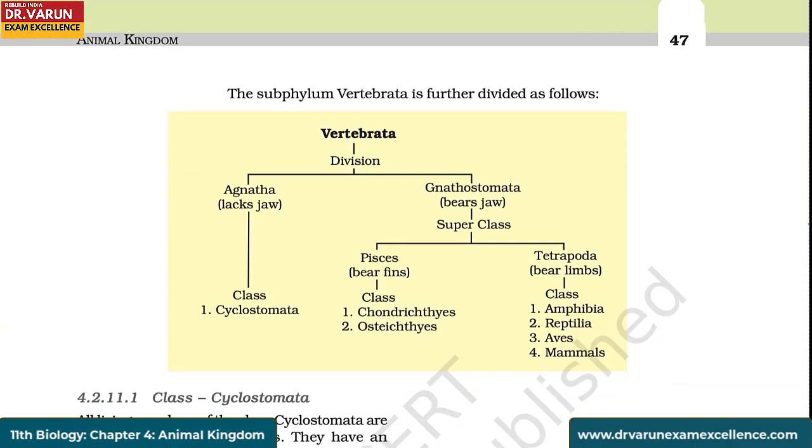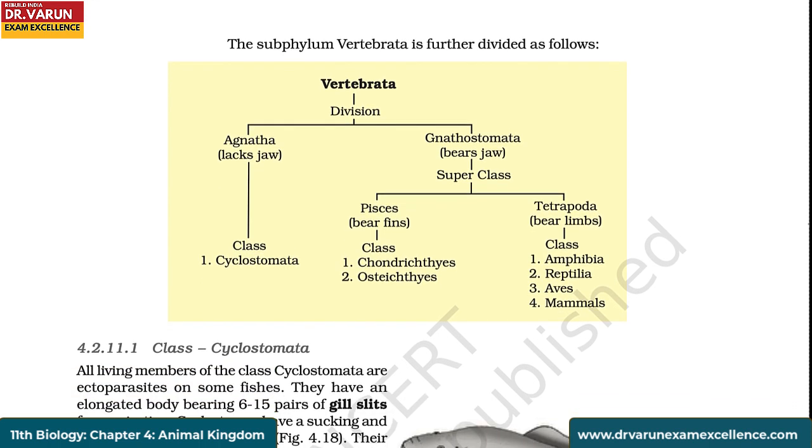The subphylum Vertebrata is further divided as follows. Vertebrata is divided into two divisions, Agnatha and Gnathostomata. Agnatha are jawless animals with class Cyclostomata. Gnathostomata are animals which bear jaws. It has two superclasses, Pisces and Tetrapoda. Pisces, with fins, have two classes, Chondrichthyes and Osteichthyes. Tetrapoda, with limbs, has four classes, Amphibia, Reptilia, Aves and Mammalia.